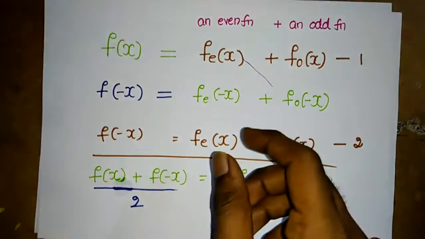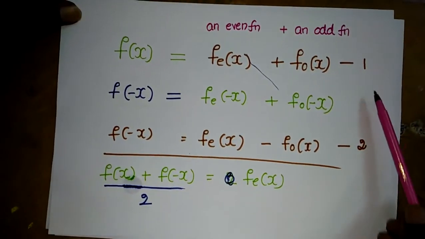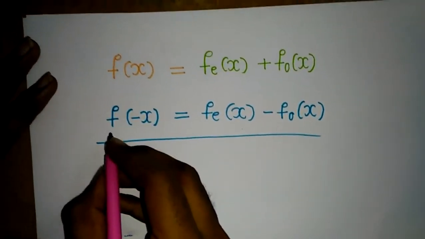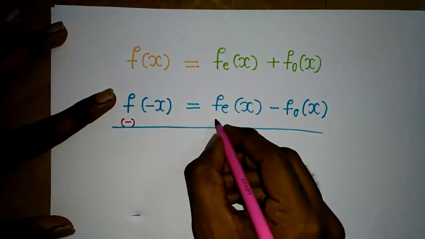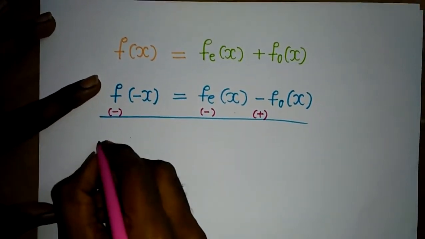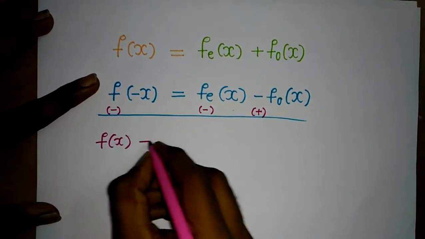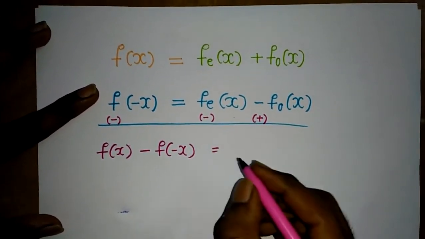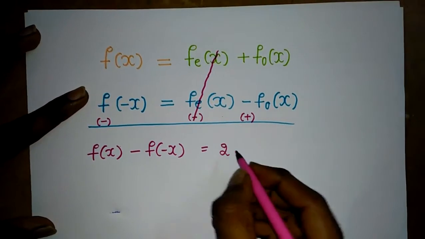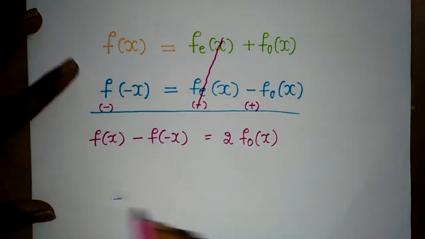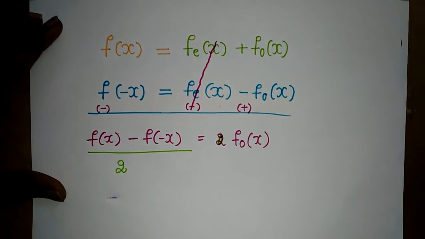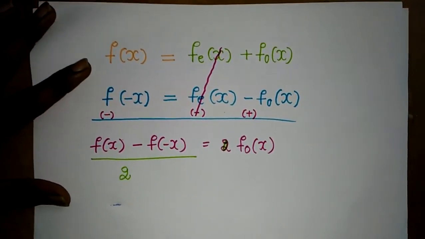Let's find out what is f sub o of x. Let me rewrite these equations 1 and 2 separately, and instead of adding these two equations, let me subtract the below equation from the above. If I subtract, the signs of the below equation get altered. So we have f of x minus f of minus x is equal to f sub e of x minus f sub e of x cancels out, and we have twice f sub o of x, right? If I take this 2 to the other side, we have f sub o of x as f of x minus f of minus x upon 2.